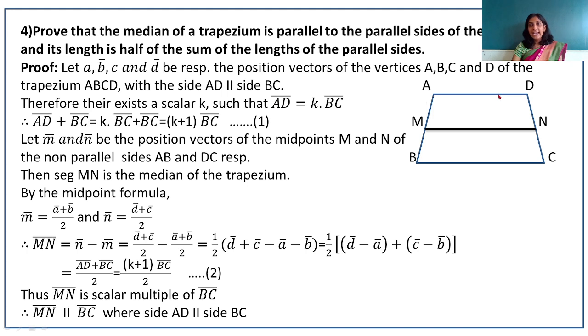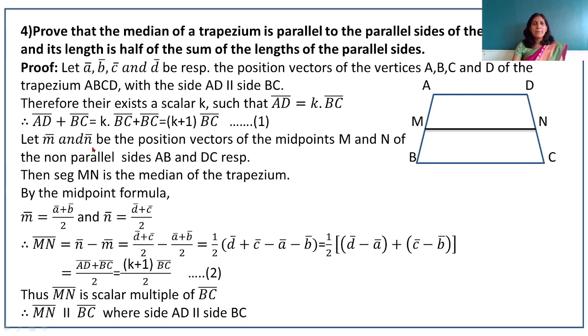Now consider AD bar plus BC bar, which is equal to, but AD bar is what? AD bar is K into BC bar. Here we put K BC bar. We get common BC bar. So into bracket K plus 1 BC bar. This is equation number 1. So what is the value of AD bar plus BC bar? Which is equal to K plus 1 BC bar.